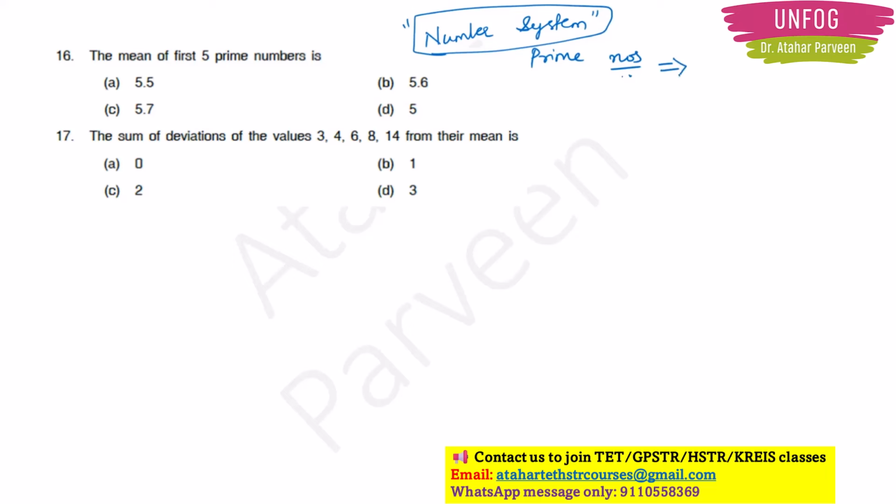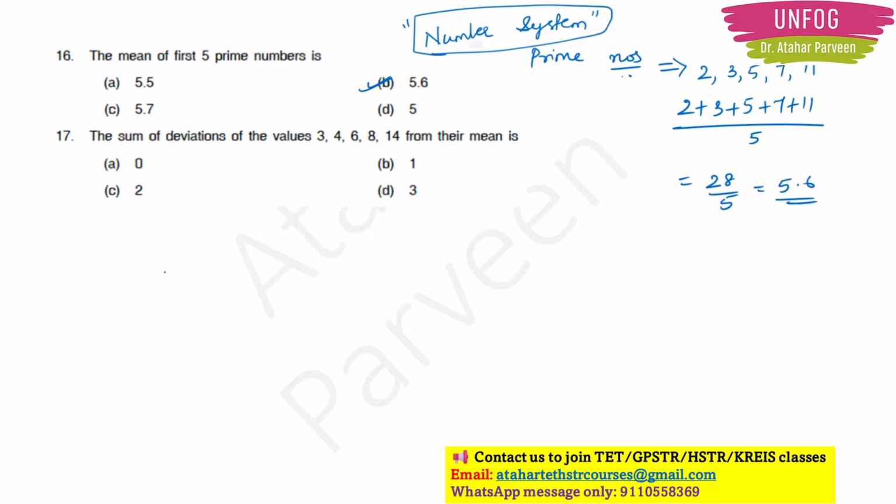Now what are the first 5 prime numbers? They should be 2, 3, 5, 7 and 11. These are the numbers which do not come in any table, and these are the first 5 of them, right? Now you have to find the mean. It is very simple, right? You take the sum of the observations divided by the number of observations. How many are there? 5, right? So this will give you 28 by 5, which is 5.6. 5.6 will be the right answer. So option B will be the right answer.